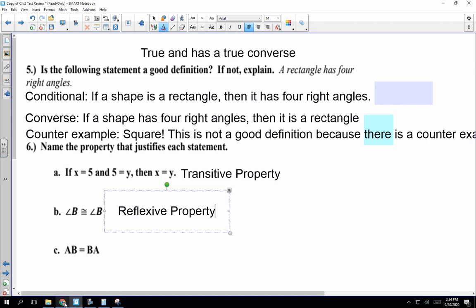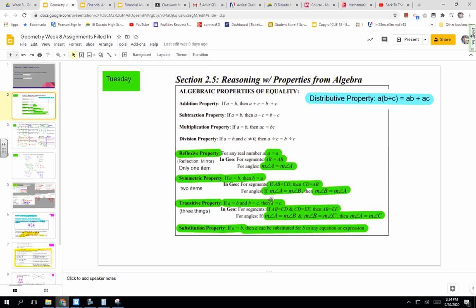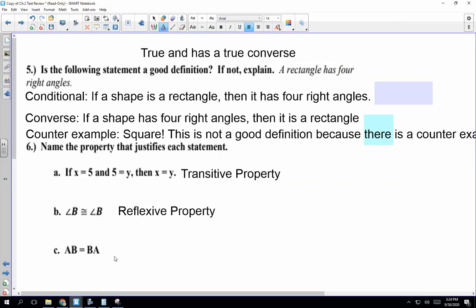All right, and then the last one we are looking at is AB is equal to BA. So let's take a peek back at our notes. What is it when we have two items and you can write them as the reverse? That is right here. That is the symmetric property. For some reason, I always have trouble spelling symmetric, but I think I can nail it this time. Boom!